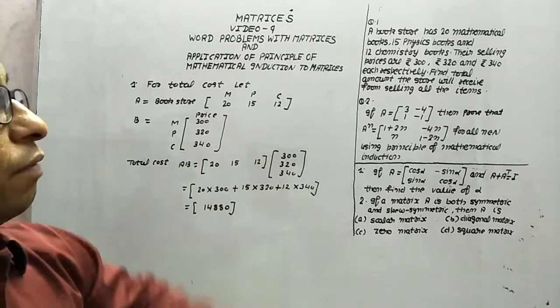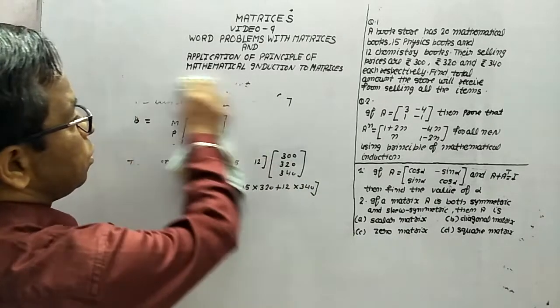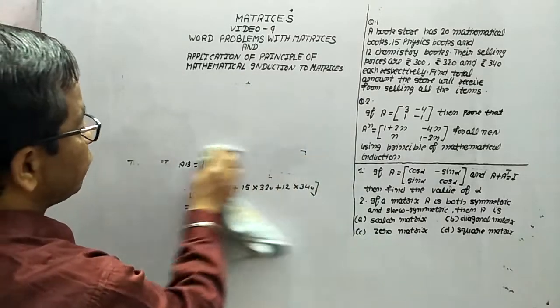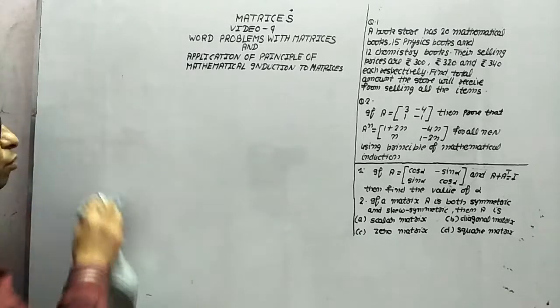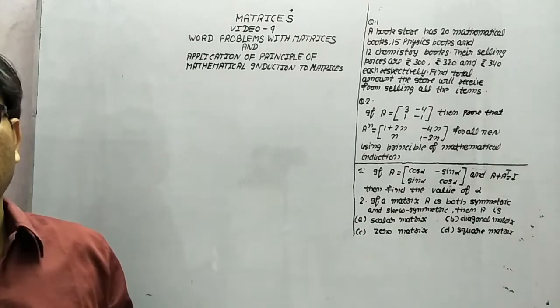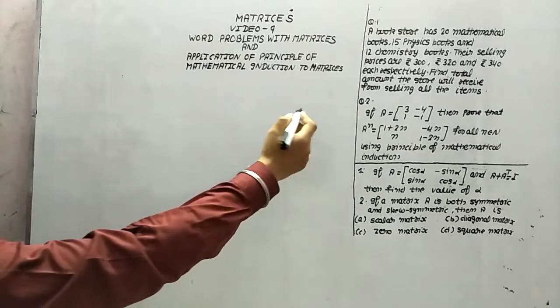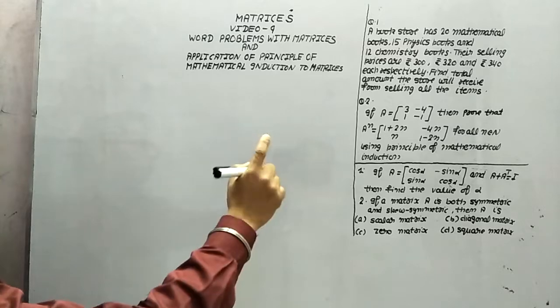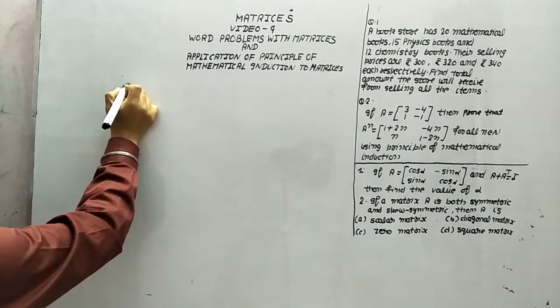Now let's start with question number 2. Question number 2 is based on the principle of mathematical induction. You know very well, we did this type of question in 11th class. The same process we have to use here also, only in some part we will use matrix multiplication. Let's solve this question. We have A equals this, then prove that A^n is this for all n belonging to N.